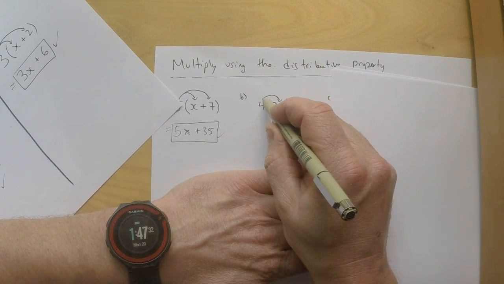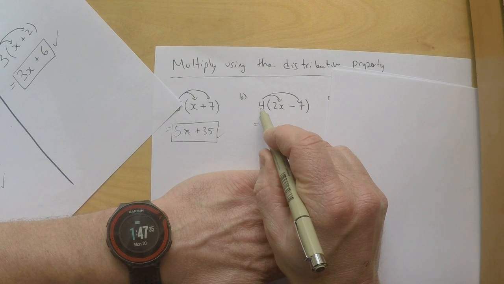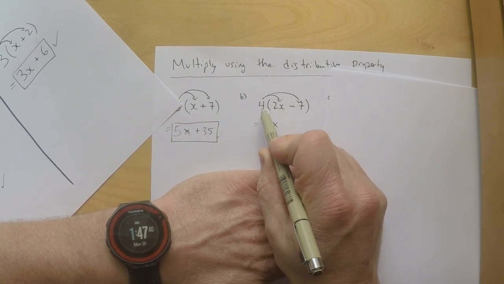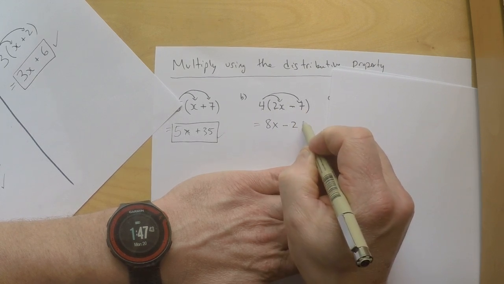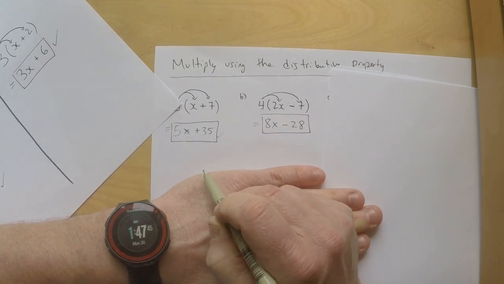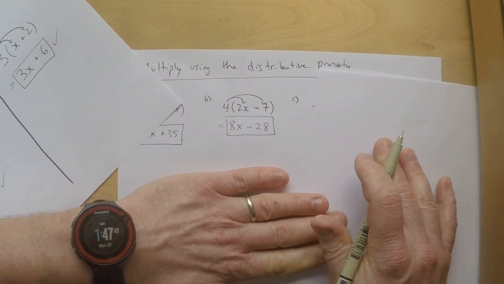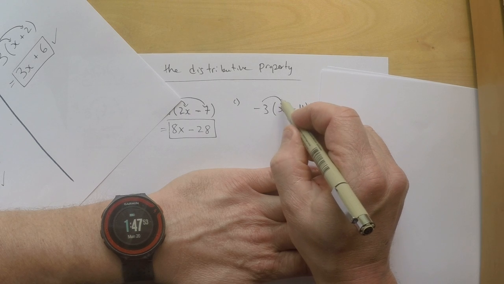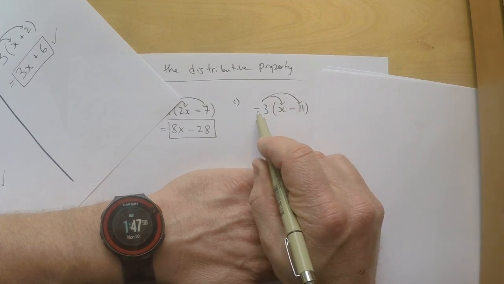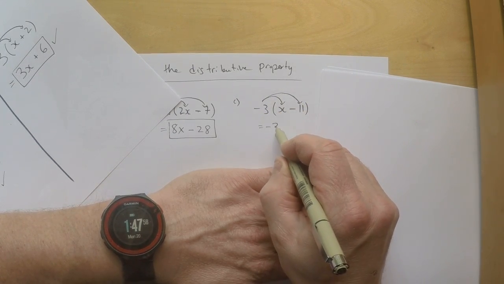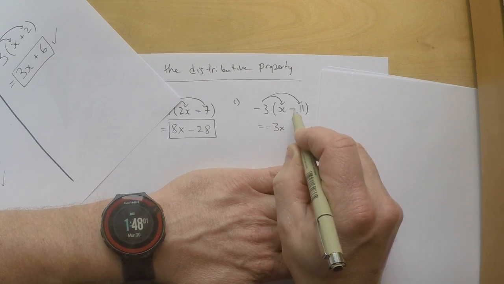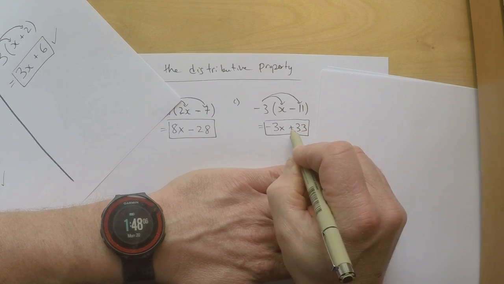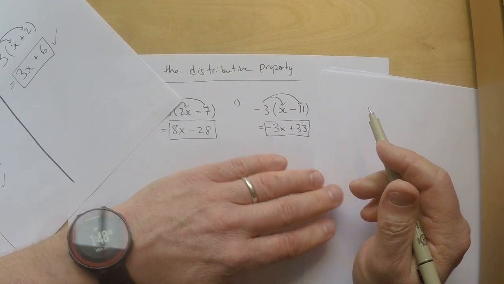The next guy for B, same thing. The 4 distributes in, 4 times 2x. The 4 and the 2 can multiply to give you 8x. And 4 times negative 7, negative 28. Done. That's it. Beautiful. Next one. The negative 3 distributes in. Negative 3 times positive x is negative 3x. Negative 3 times negative 11 is positive 33. Just be careful with the signs. Check the answers. Make sure you get in the right signs, otherwise you've made a mistake.